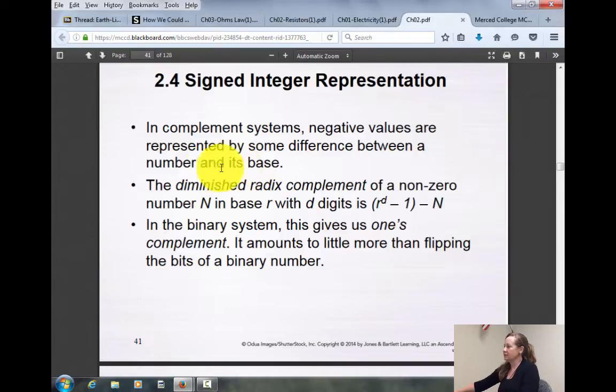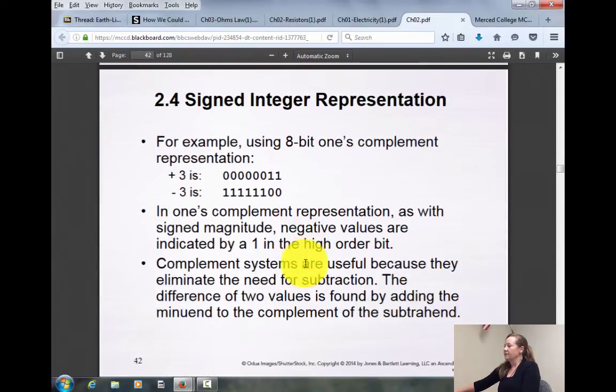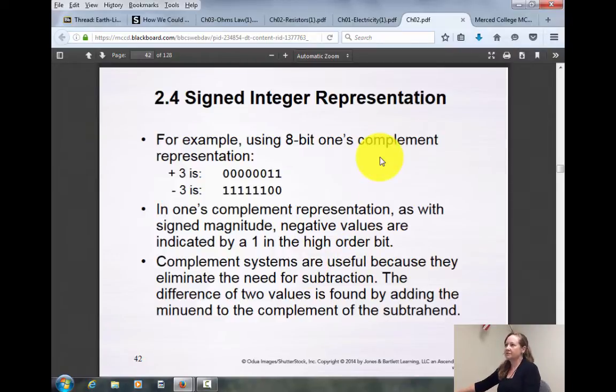Okay, the diminished radix complement of a non-zero number n in base r with d digits is r to the power of d minus 1 minus the number n. It's actually much simpler than this, so don't worry about that too much. So in other words, here's how we represent positive 3 in signed integer 8-bit 1's complement. This is the positive 3. And then this is negative 3.